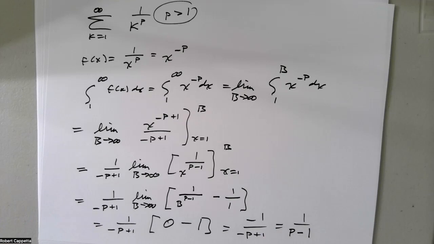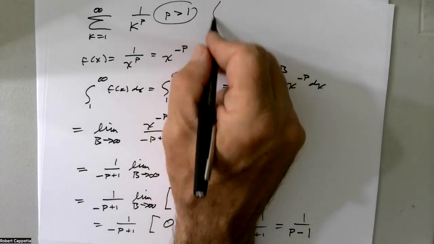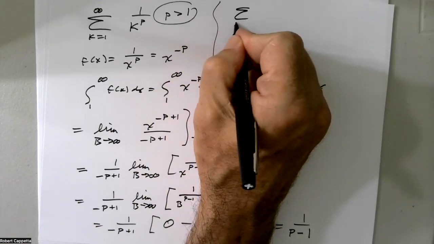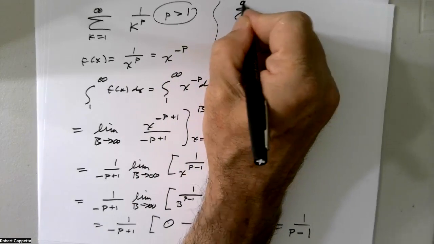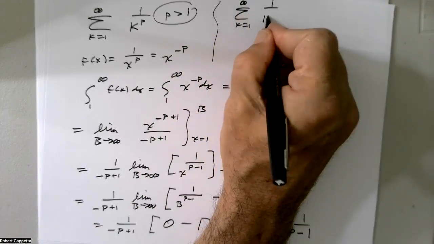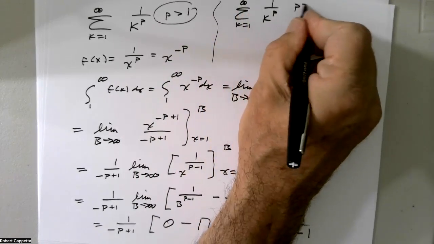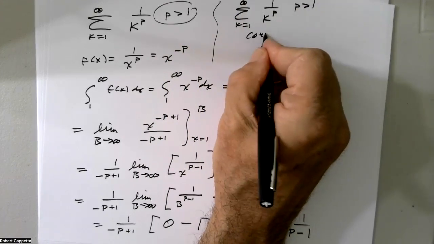So that converges. So what we've done is we've just proven with the integral test that the sum as k goes from 1 to infinity of 1 over k to the p for p greater than 1 converges.